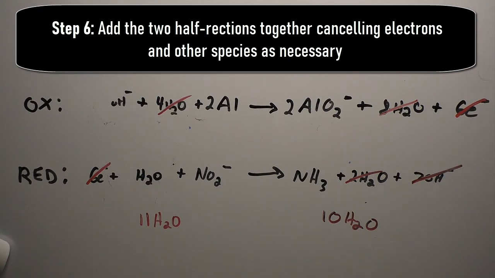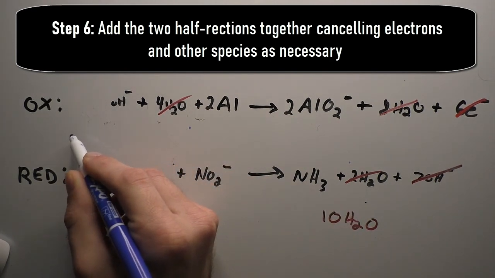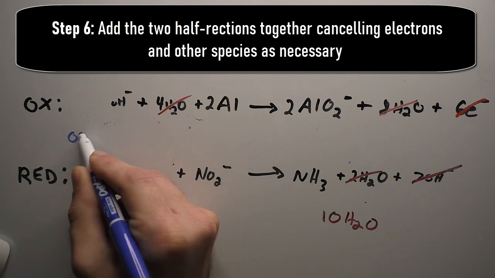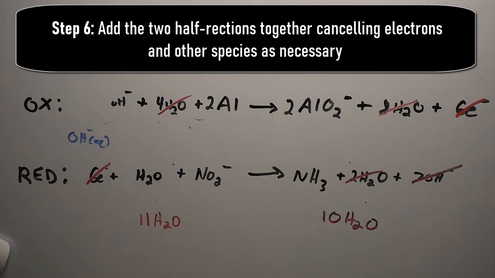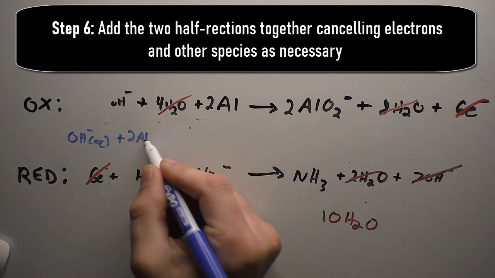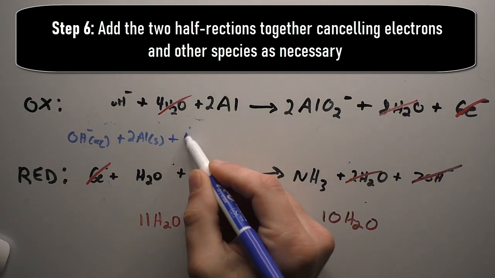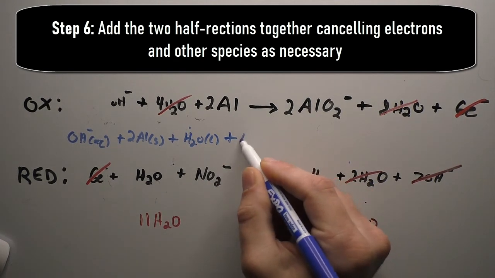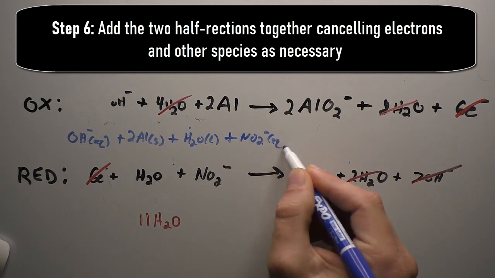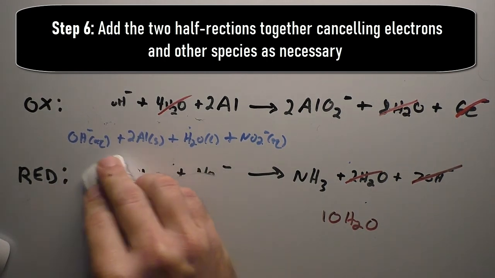So we have OH minus, right? Try to give myself as much room as possible because these things do get really lengthy. OH minus, and that's aqueous. I'm going to go ahead and put the states of matter back in, plus the 2 aluminum, that's a solid, plus 1 water, that's a liquid, and then we have the nitrite ion, NO2 minus, aqueous. So that takes care of everything on the left hand side.